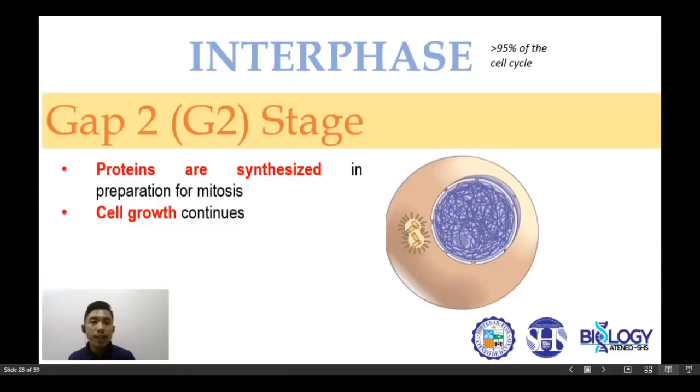Once DNA replication or synthesis is done, next comes G2. In this stage, proteins necessary for the actual division are produced, and that includes the enzymes. Aside from that, the cell also continues to grow. So basically, those are the things that happen in G2.